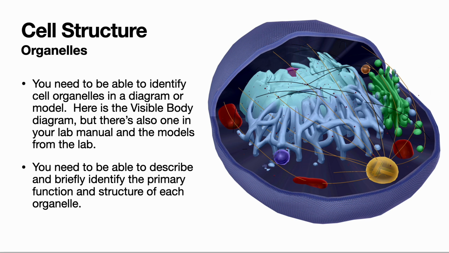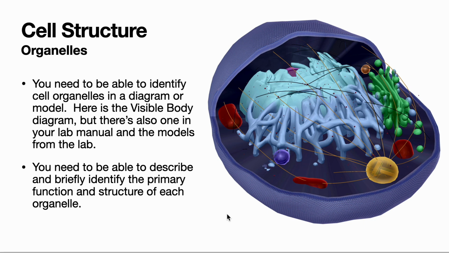This diagram right here is actually from Visible Body, so you should be able to take a diagram like this and recognize and identify each of the major organelles, and you should also be able to describe the primary function for each of those organelles. And if you pop into Visible Body to look at this diagram, you can actually rotate it around and you can click on each of the organelles to get a description of the organelle and its function.